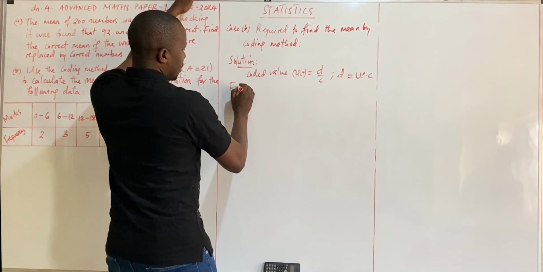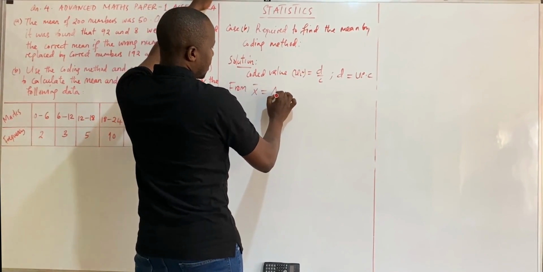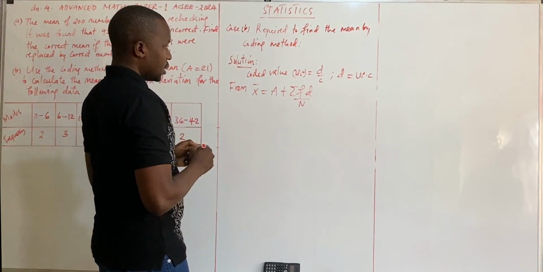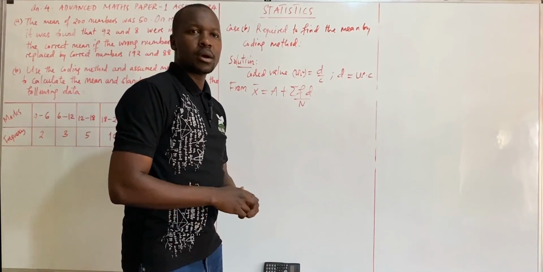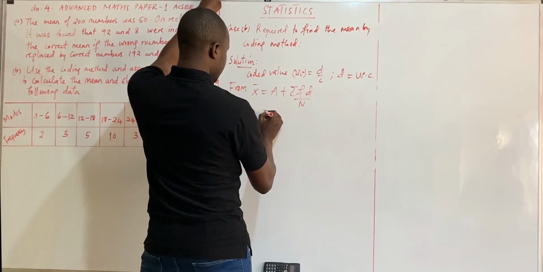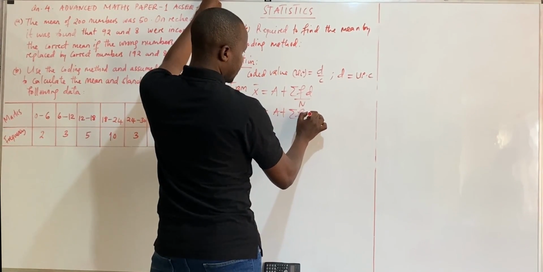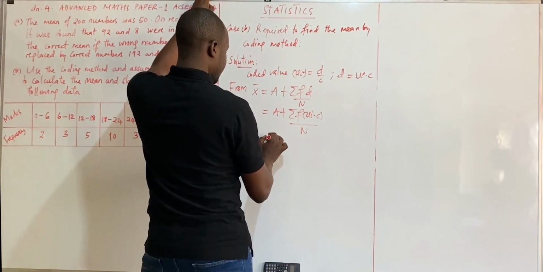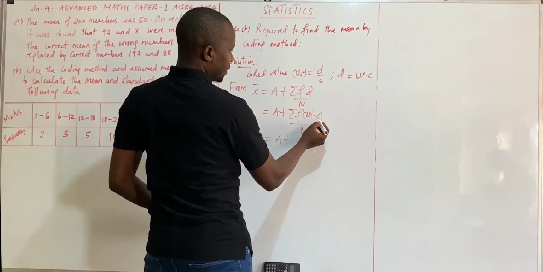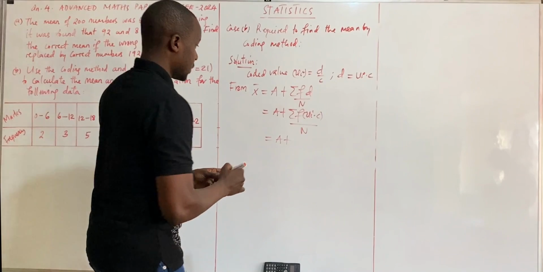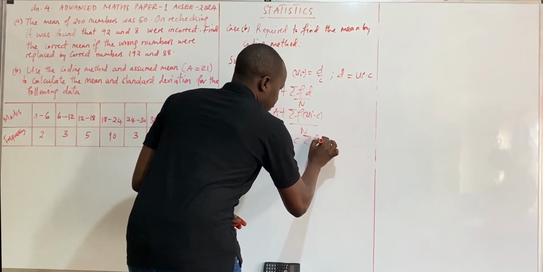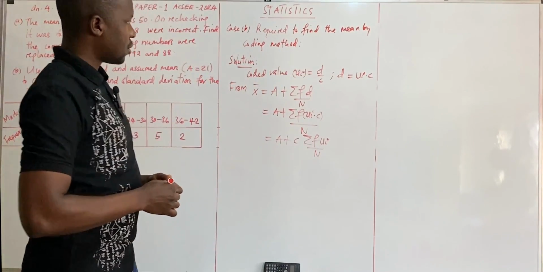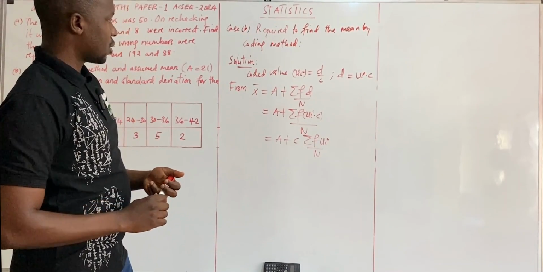Now from the formula of the mean, using the suggested value or assumed mean, we are going to replace d by the coded value. So it ends up as A plus the summation of f times u_i times c, then you divide by the total frequency. At the end of the day, we have A plus, this c is constant, the class size is constant, so we take it out. Now we have c times the summation of f u_i, divided by the total frequency. That becomes the formula for the mean using the coding method.